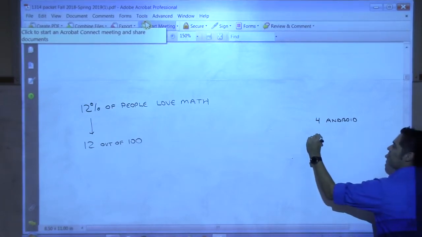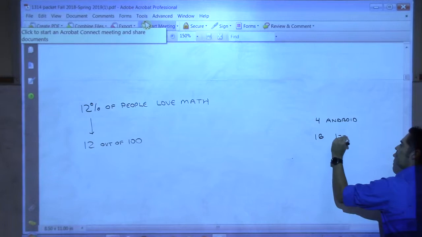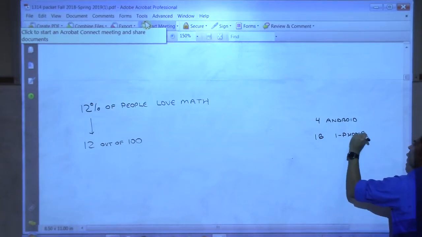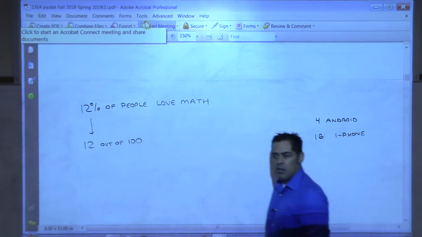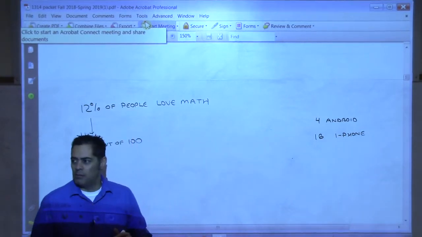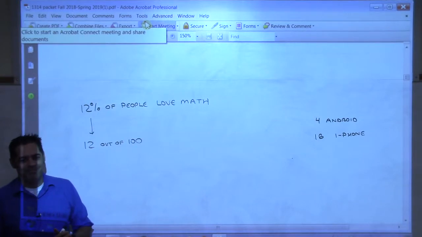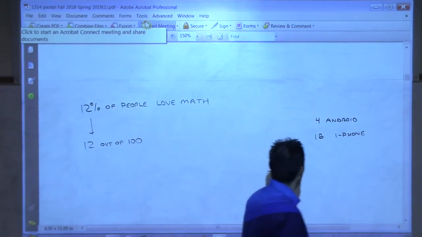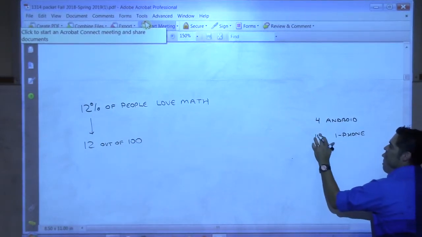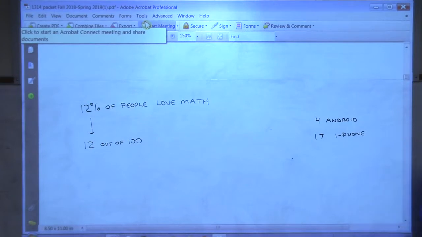So that means 16 are iPhone, right? Okay. You just messed up our numbers, though. Do you own an iPhone or an Android? Okay. iPhone? Okay. Let's change it. All right. We're now 17 iPhones, and now there's 21 people in here, right?